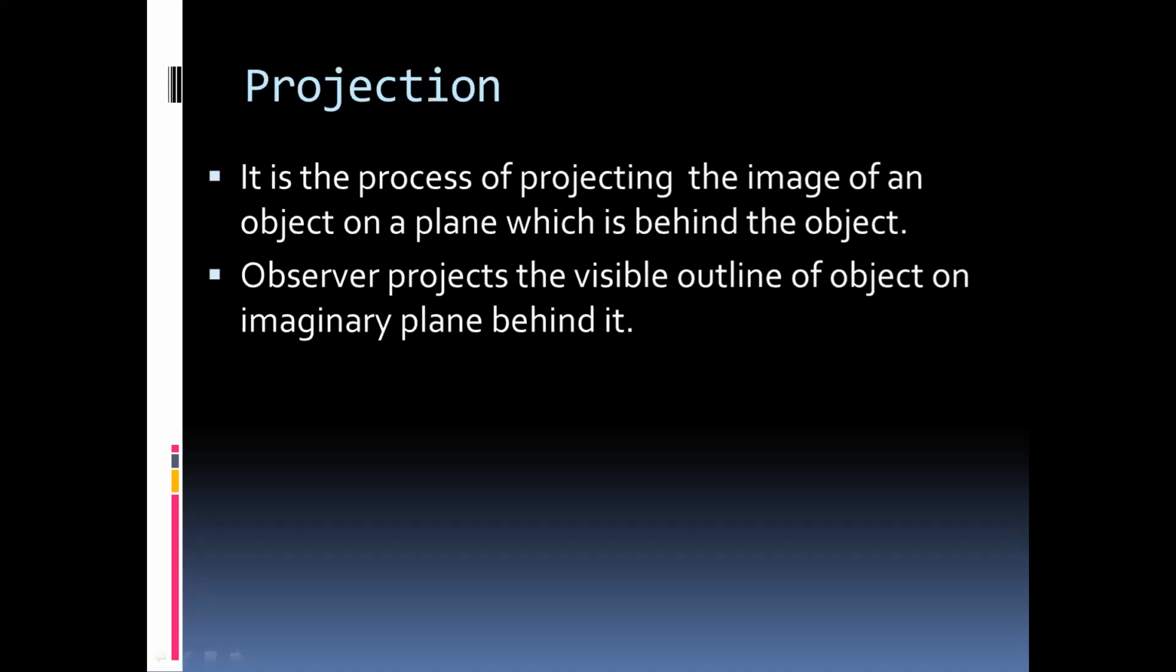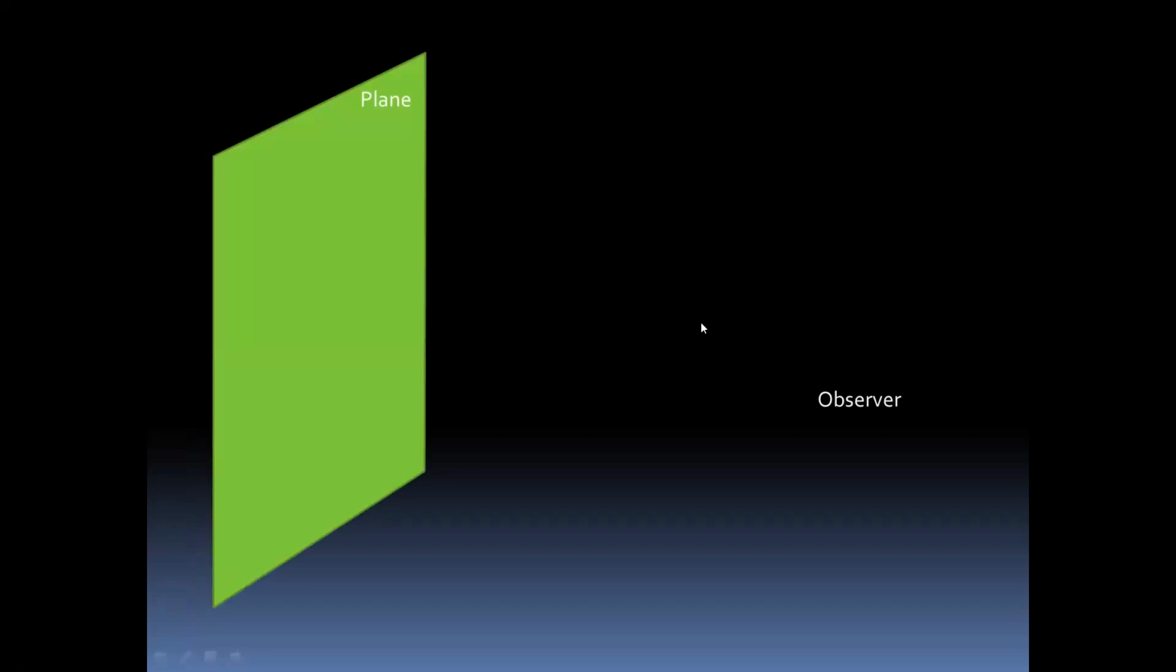Let us see what exactly the meaning of projection is with the help of one animation. Here I have shown the position of the observer, the imaginary plane, and the object in a three-dimensional space. This is the imaginary plane. You can assume this plane as a drawing paper or your sketchbook. So this is a two-dimensional plane.